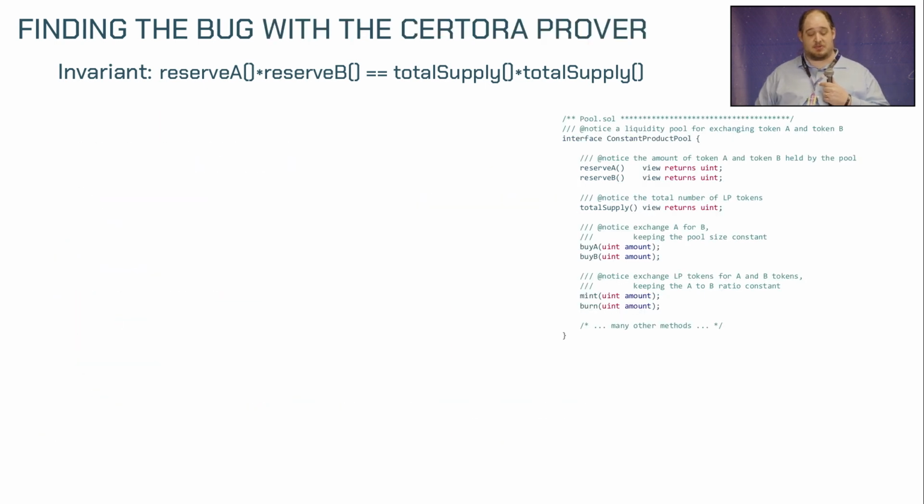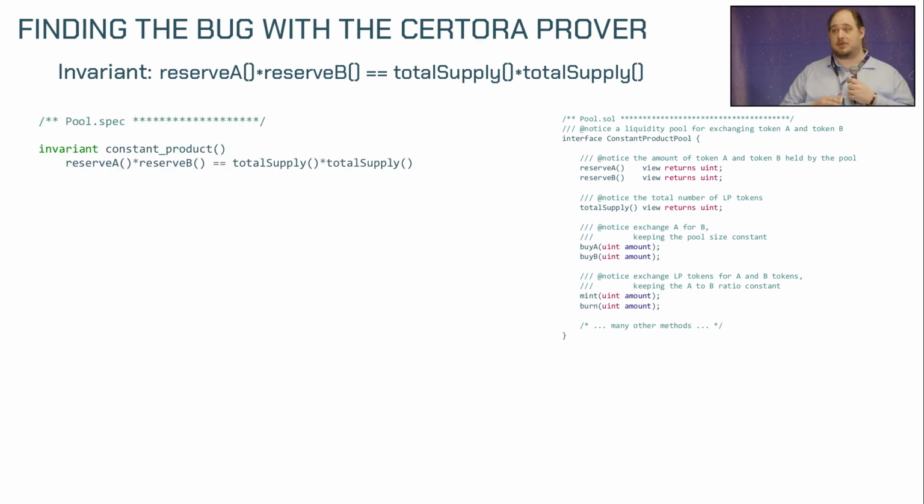So let me tell you how we would do this with the CERTORA prover. So as I told you, the CERTORA prover takes in a specification, what your contract should do, as well as your contract, and it checks to see what it does. So with the CERTORA prover, the way we would check this invariant is we would write the following specification. Invariant constant product, that's the name I came up with. The product of the reserves is the total supply squared. And that's it, that's the specification.